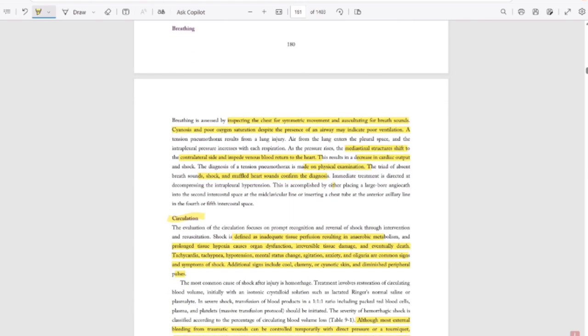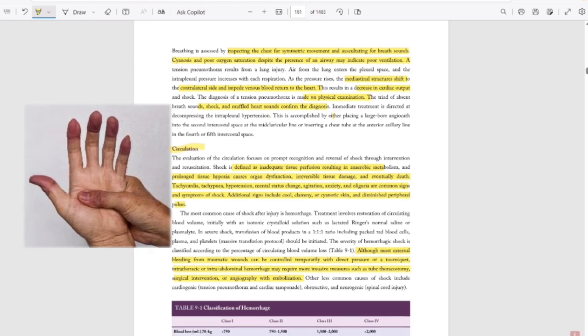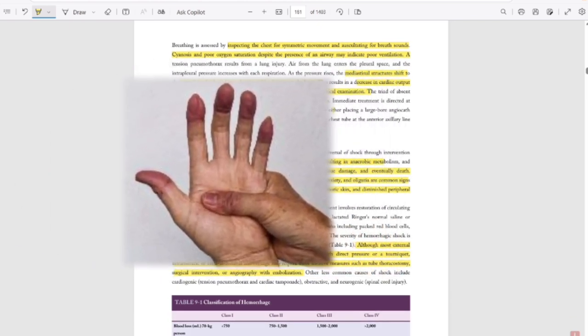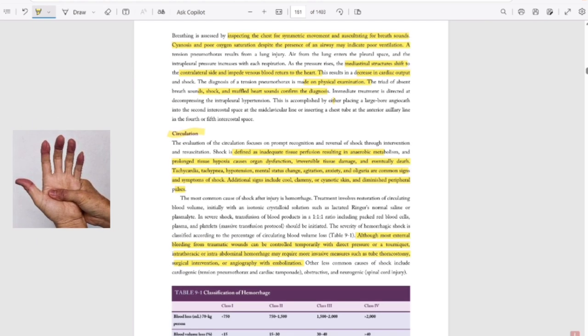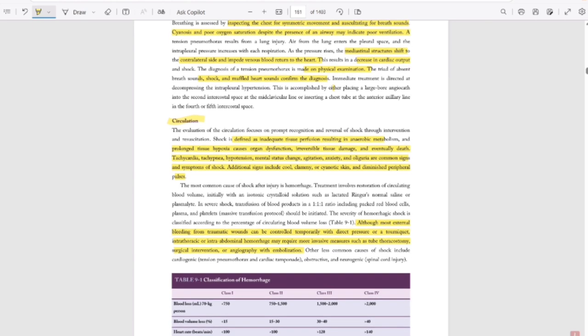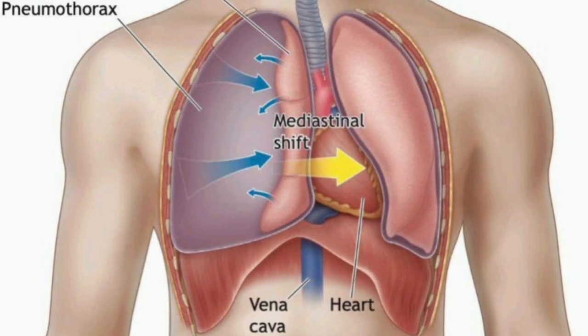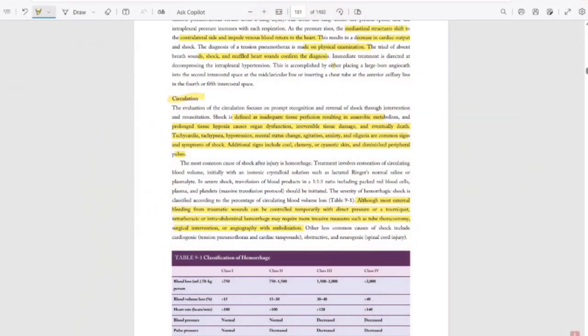The next thing we're going to discuss is breathing. Breathing is assessed by inspecting the chest for symmetric movement and auscultating for breath sounds. Cyanosis and poor oxygen saturation, despite the presence of an airway, may indicate poor ventilation. Tension pneumothorax results from a lung injury. Air from the lung enters the pleural space and the intrapleural pressure increases with each respiration. As the pressure rises, the mediastinal structures shift to the contralateral side and impede venous blood return to the heart. This results in a decrease in cardiac output and shock.